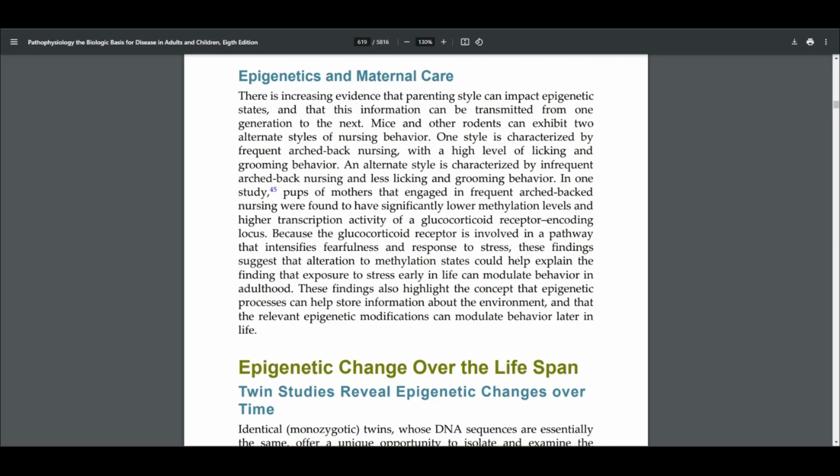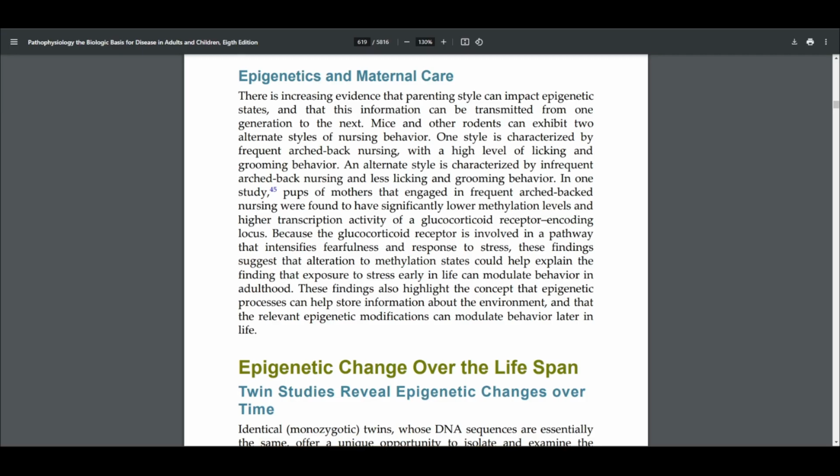Now, epigenetics and maternal care. There's increased evidence that parenting style can impact epigenetic states and that this information can be transmitted from one generation to the next. Mice and other rodents can exhibit two alternate styles of nursing behavior. One style is characterized by frequent arched back nursing, with a high level of licking and grooming behavior. An alternate style is characterized by infrequent arched back nursing and less licking and grooming behavior.